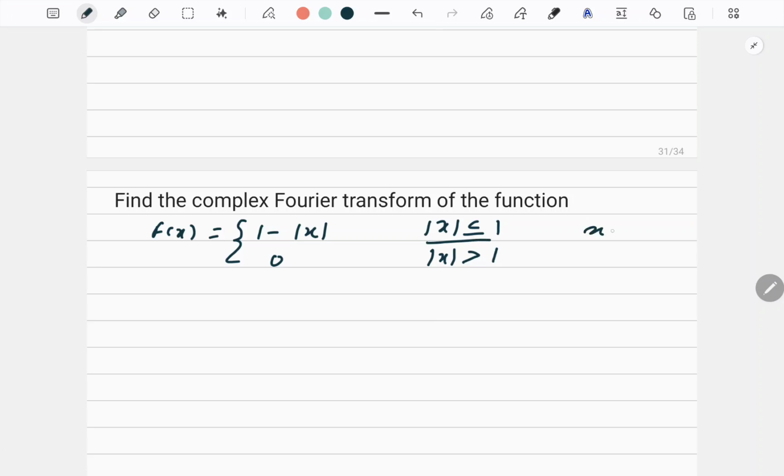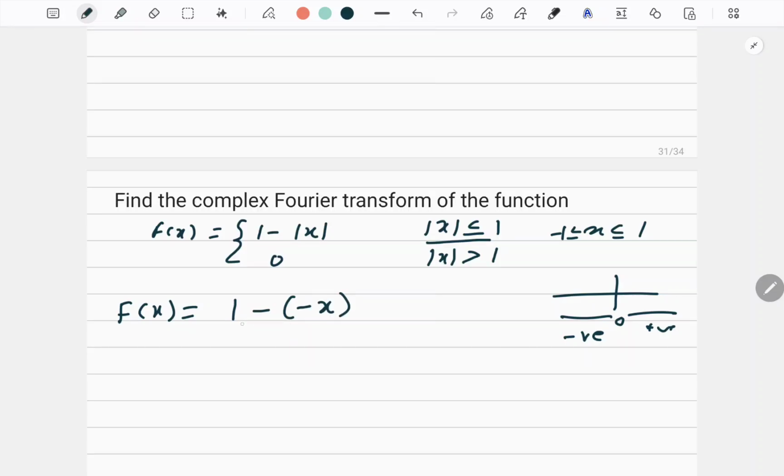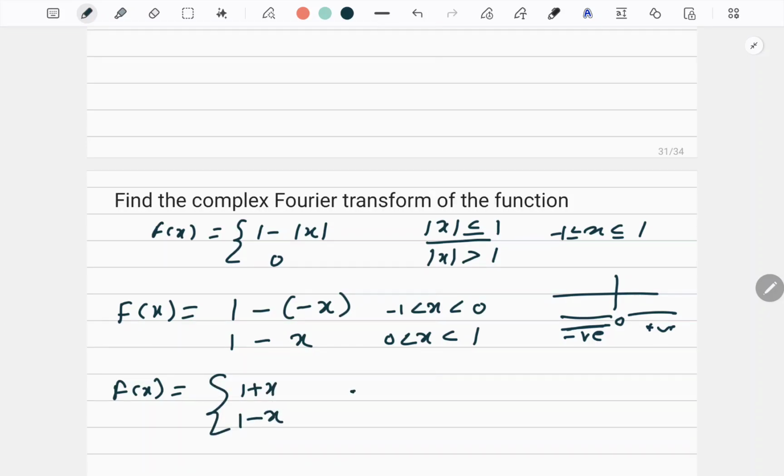As I said, this limit is x from minus 1 to plus 1. And for the mod function, if you are below 0, it is negative, and if it is above 0, it is positive. So I can rewrite the question: f of x is equal to 1 minus of minus x. When I say 1 minus of minus x, meaning negative, I am talking about this range. So x has to be from minus 1 to 0. 1 minus of plus x, so x has to be from 0 to 1. Okay, now this is the question. Again I will rewrite f of x is equal to 1 plus x and 1 minus x. This is when x is.